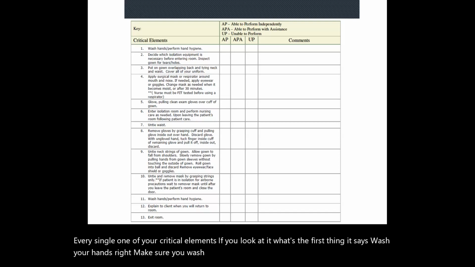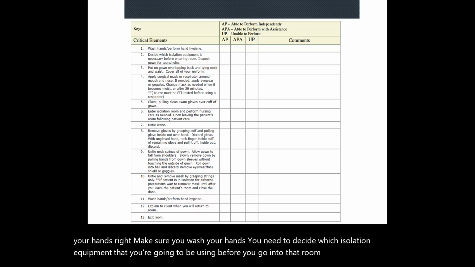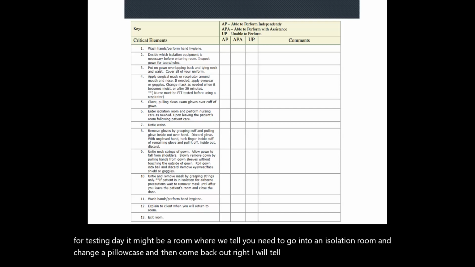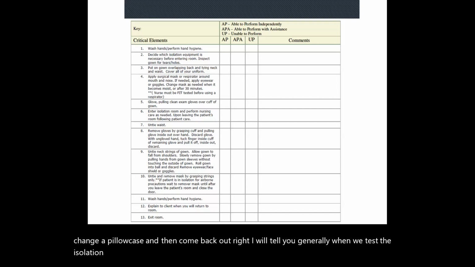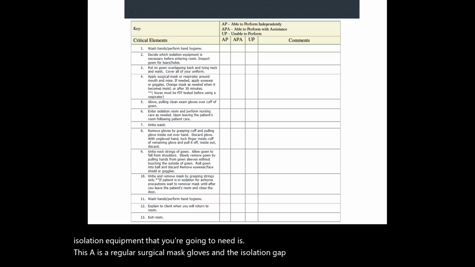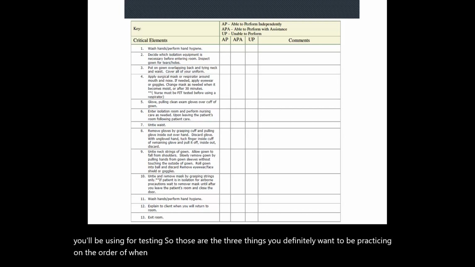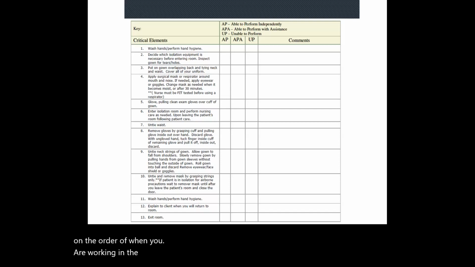You need to decide which isolation equipment that you're going to be using before you go into that room. So generally, like maybe for testing day, it might be a room where we tell you you need to go into an isolation room and change a pillowcase and then come back out, right? I will tell you, generally, when we test, the isolation equipment that you're going to need is a regular surgical mask, gloves, and the isolation gown. Okay, those are the 3 things that you'll be using for testing. So those are the 3 things you definitely want to be practicing the order of when you are working in the skills lab.